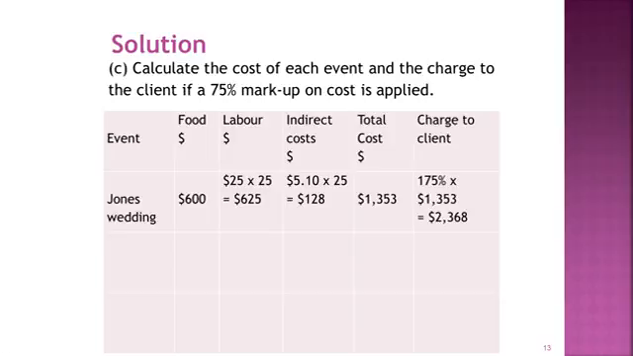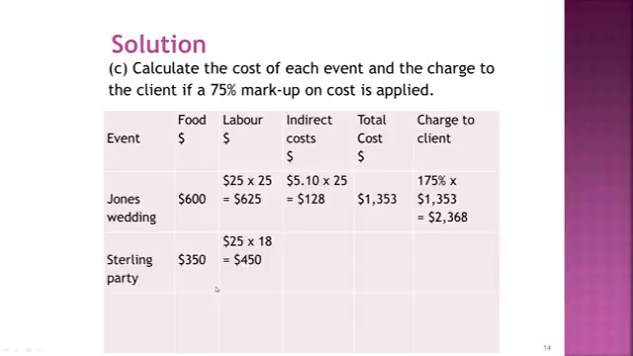To do this, we can multiply it by 175%, or you can multiply it by 1.75 times 1,353. So the charge to the Joneses for their wedding will be $2,368.